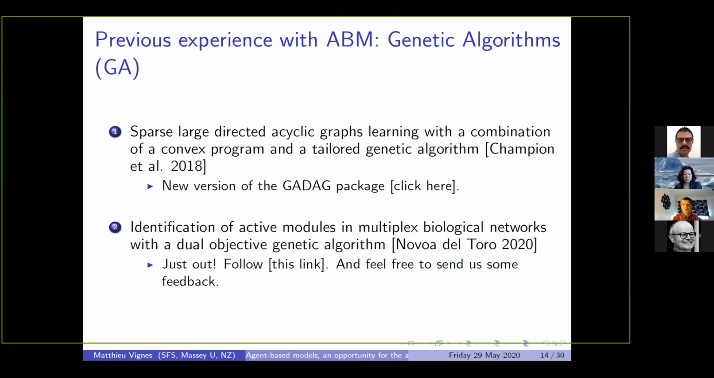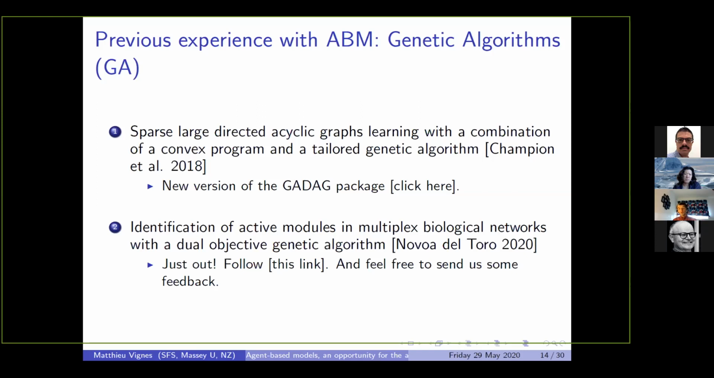I'll probably skip this part, or actually, when I was preparing this talk, I realized that I had some experience with agent-based models beforehand, in the form that I used genetic algorithms. So the first genetic algorithm I used was with the work of a PhD student, Magali Champion, in Toulouse. It started, I think, more than 6 years ago. And we were interested in the reconstruction of directed acyclic graphs from gene expression data. So we were using a combination of convex programs and a tailored genetic algorithm.